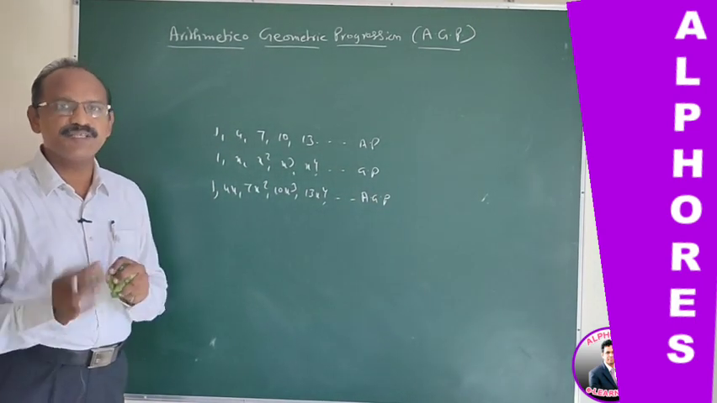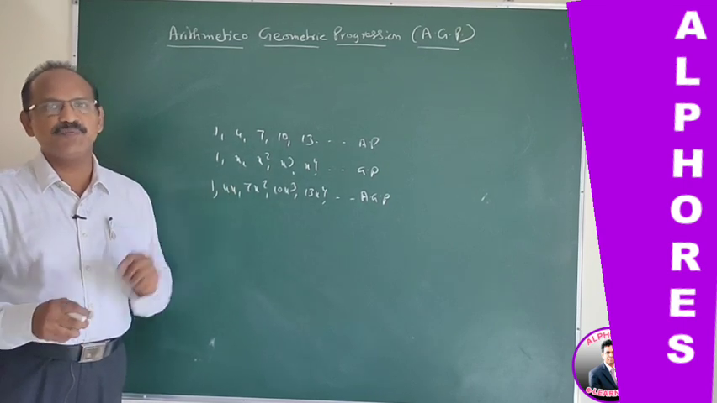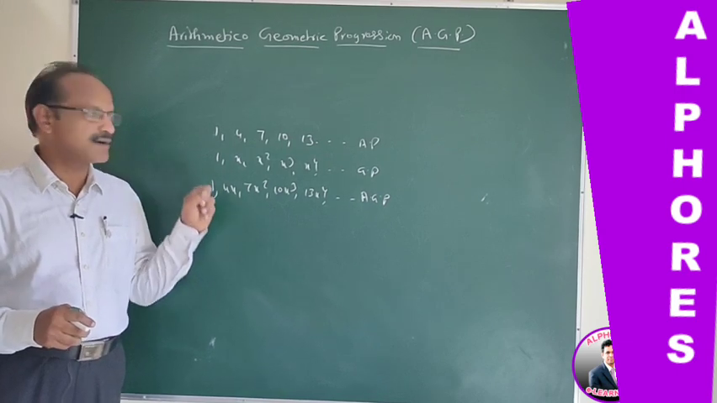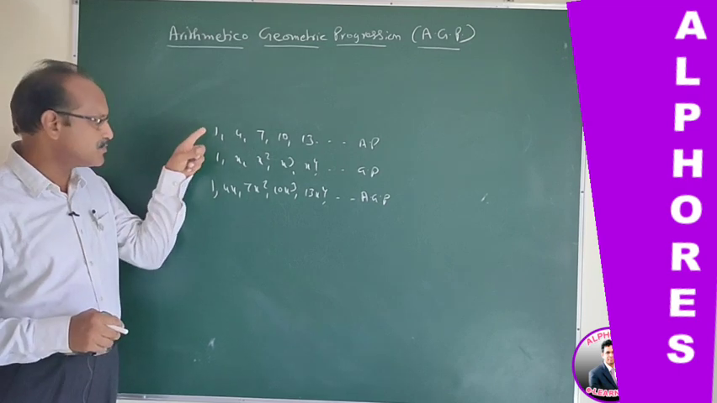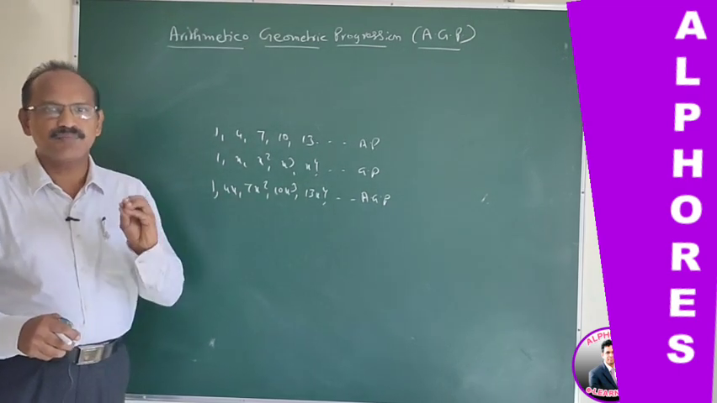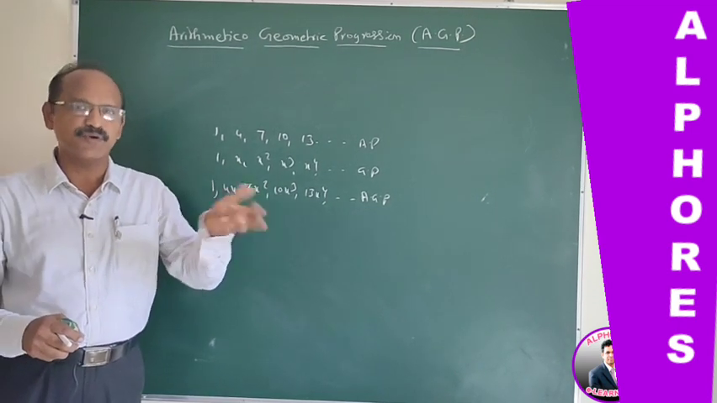So finally, AGP series means a series is said to be an AGP series if the terms of the sequence are obtained by multiplying the corresponding terms of AP as well as GP. Then this sequence is said to be an arithmetico-geometric sequence or arithmetico-geometric progression.